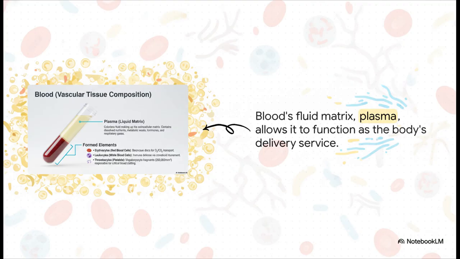The cells, the red ones, the white ones, the platelets, yeah, they're essential, of course. But they couldn't do a thing if they weren't floating in their liquid matrix, the plasma. It's that fluid form that lets blood be the body's ultimate delivery service.